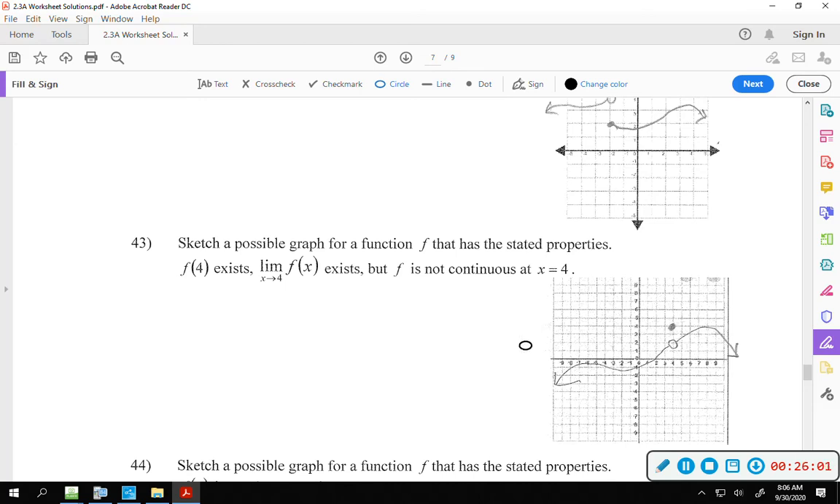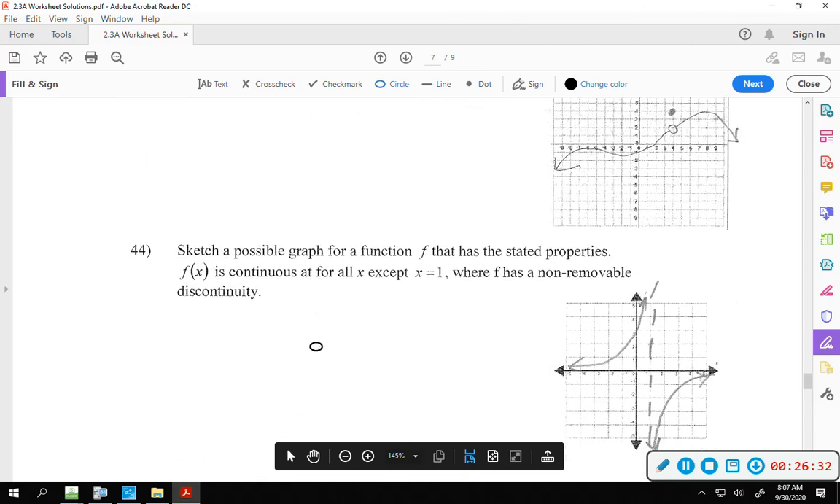And it says that the limit as x approaches 4 exists, but it's not continuous. So the left-hand limit and the right-hand limit cannot come to this point, or it would be continuous. I have to make sure that the left-hand limit equals the right-hand limit, but that the value of the function is some other value in order to graph this description. It's a removable discontinuity with the removed point displaced somewhere else.